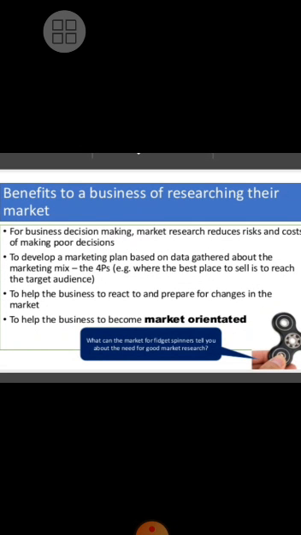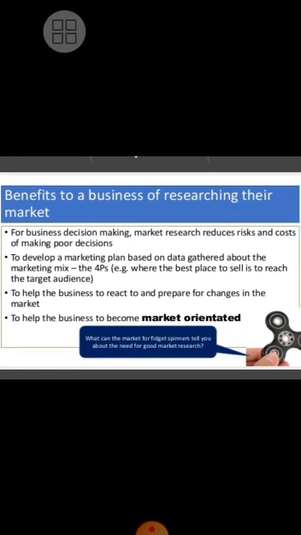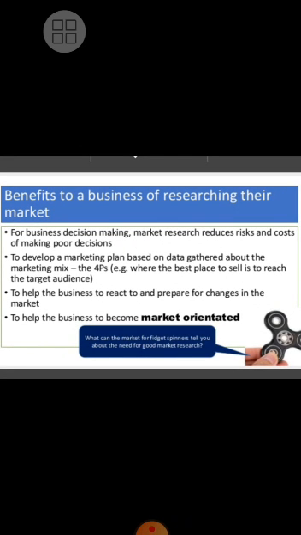For example, where the best place to sell is to reach the target audience. It's not only about the price, it's not only about the product, but it tells us about the 4 P's that we are going to discuss later in this chapter. And then it helps the business to react to and prepare for changes in the market.